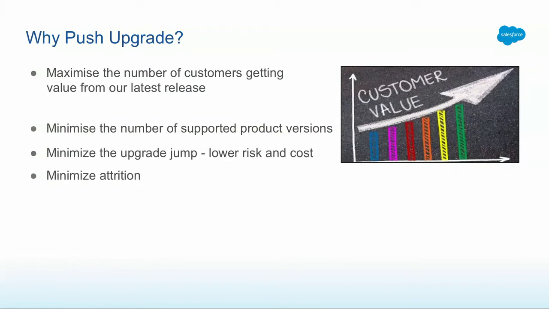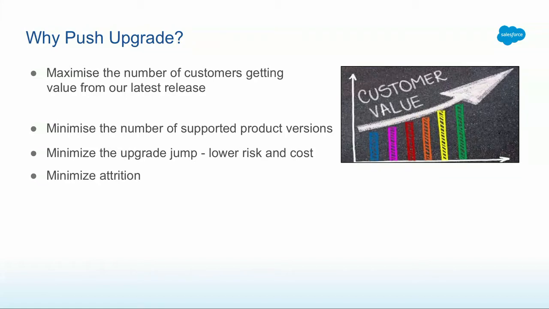Okay, so why push upgrade? First of all, because we want to maximize the number of customers that are on our latest versions. For us, it's really important that they can take advantage of our latest features. Also, we would like to minimize the number of versions that we support. So if most of our customers are on our latest version, we only need to provide support for maybe two previous versions, three versions maximum. Also, we would like to minimize the risk that can happen during the upgrade, for example, minimize the number of errors because we are moving from a really old version to the latest one. And also, we want to decrease the time that we spend doing this upgrade.